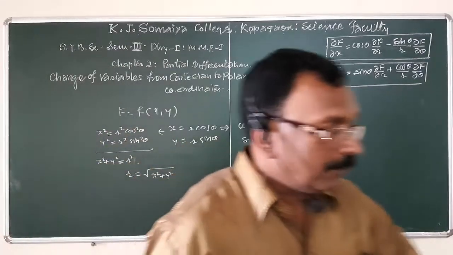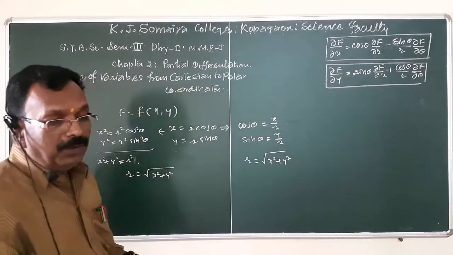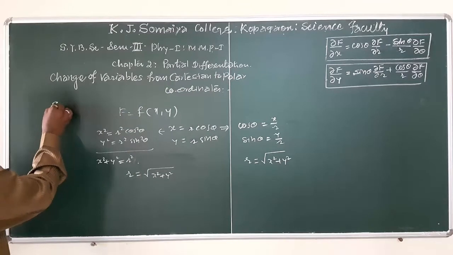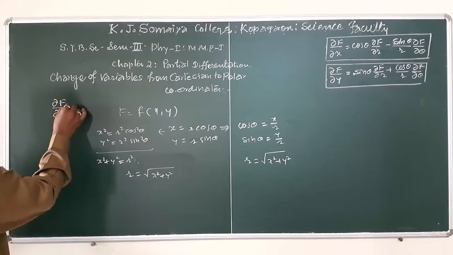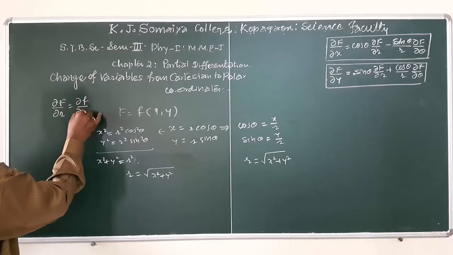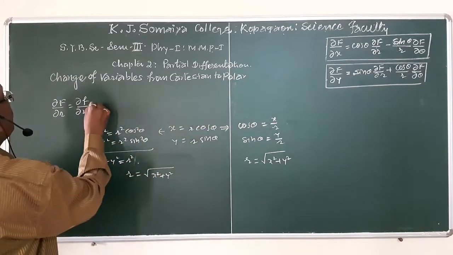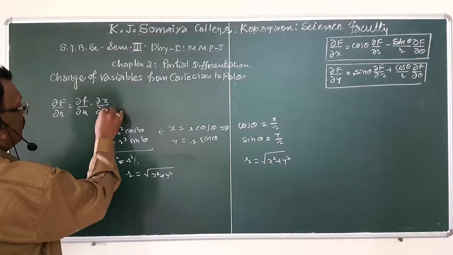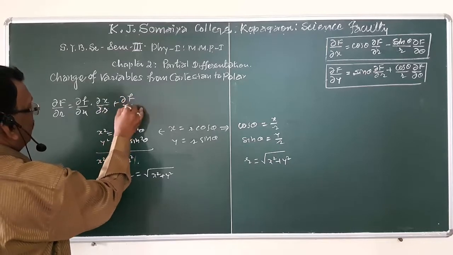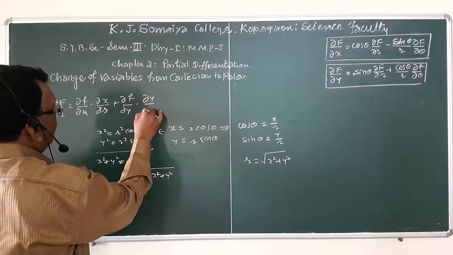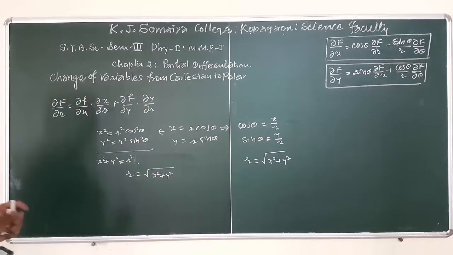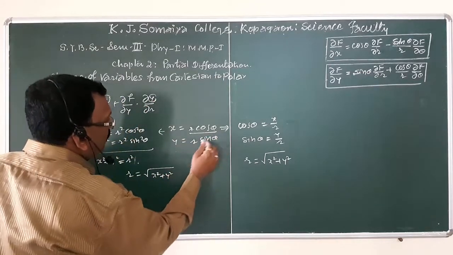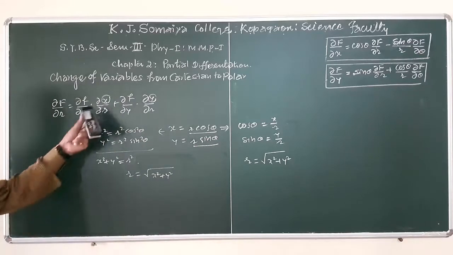Okay, now from the chain rule we can write, first, delta f by delta r is equal to delta f by delta x into delta x by delta r plus delta f by delta y into delta y by delta r. Now firstly substitute the values of x and y, that is r cos theta and r sin theta, and solve the differential equation.